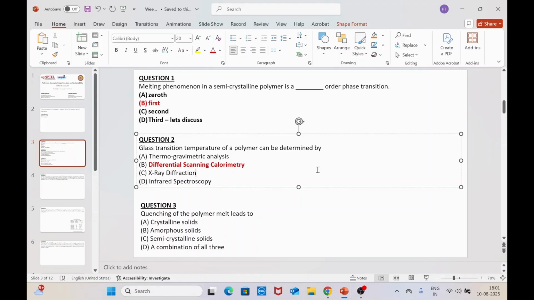So, what about these other characterization techniques? Any idea on what is TG? I mean, the thermogravimetric analysis, X-ray diffraction, or infrared spectroscopy?